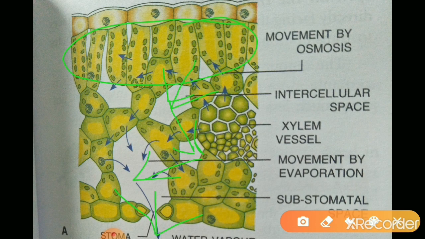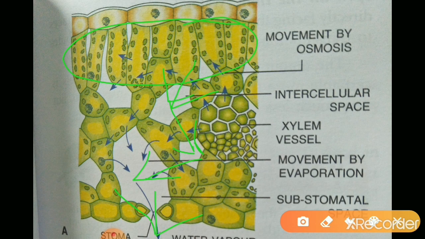Once again, listen. The water absorbed by the root finally reaches where? It will reach the spongy mesophyll cells of the leaves. The end surface of the spongy mesophyll cells is always exposed towards where? Towards the intercellular space. So when water reaches the end surface of the mesophyll cells, it will form a thin film. This thin film of water will evaporate and that water vapor will reach where? In the intercellular space, and it will saturate the air present in that intercellular space.